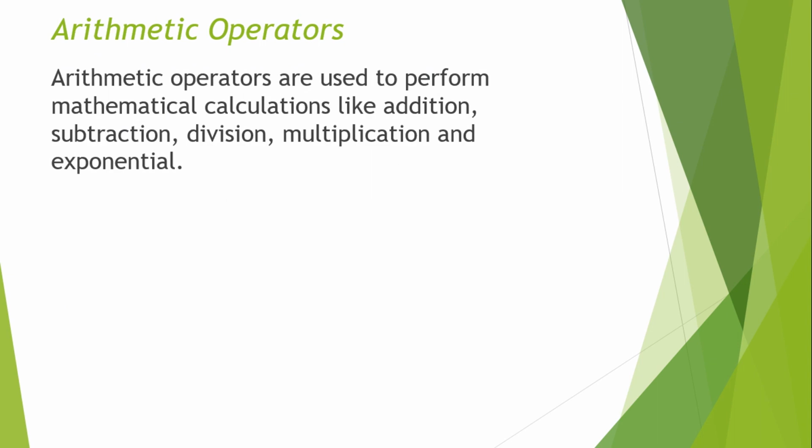Arithmetic operators are used to perform mathematical calculations like addition, subtraction, division, multiplication and exponentiation. Arithmetical operators are all mathematical signs. Whatever mathematical calculation we perform in our program is actually done by arithmetical operators. The examples are plus, minus, multiplication. We use asterisk for multiplication, and then we use slash for division. And then exponent, which is used for the power. Suppose you want to write a square, so you will write a exponent 2.